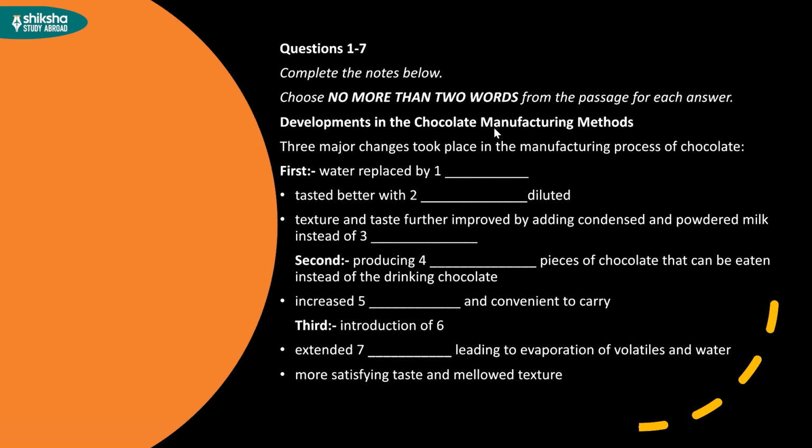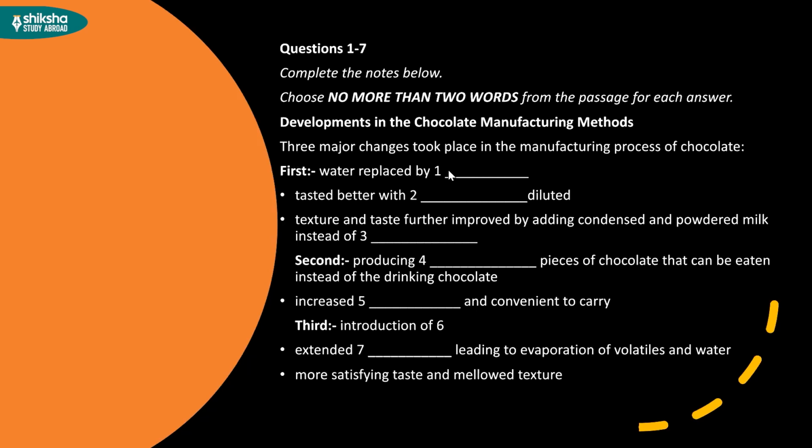So you know that things are being talked about regarding the methods or the process. 3 major changes took place in the manufacturing process of chocolate, colon. So this is another hint which is given to you, that they are talking about 3 major changes which took place in the process of chocolate making. First, second, and third. So these are the questions.